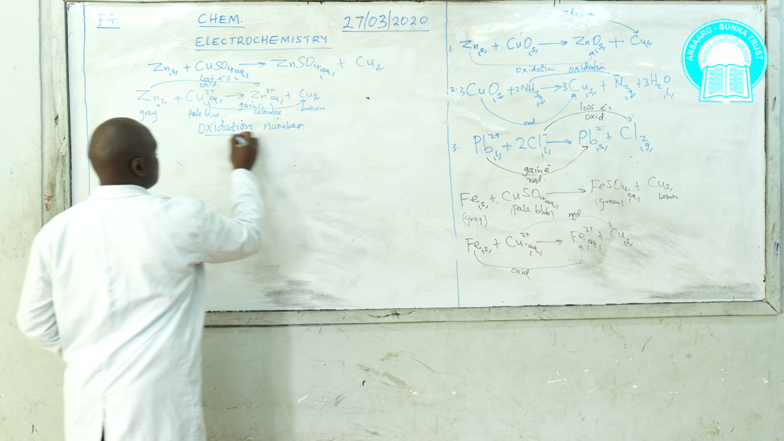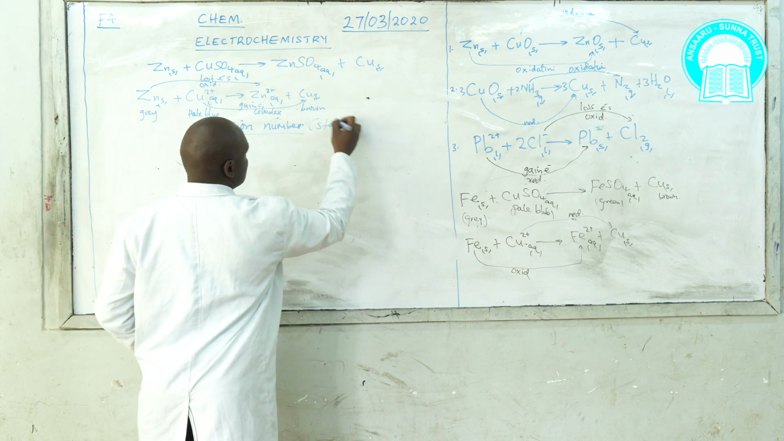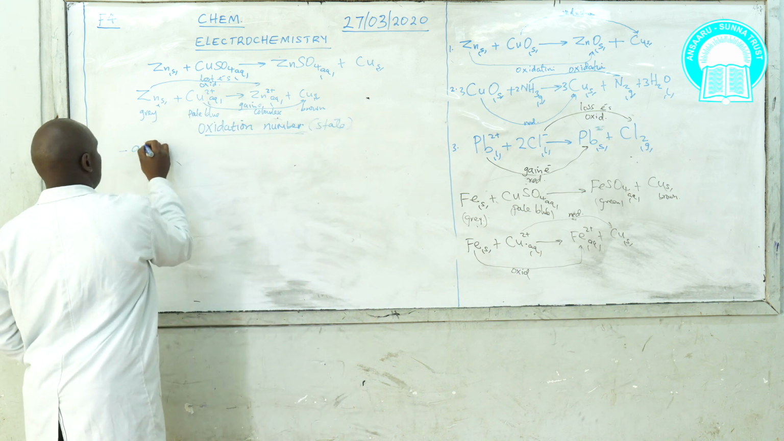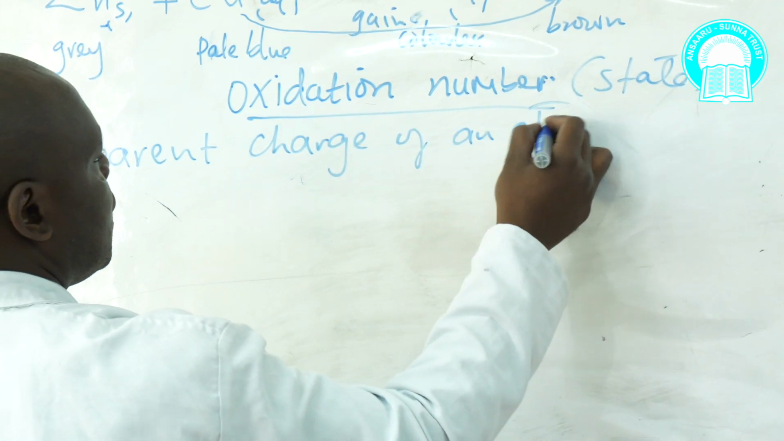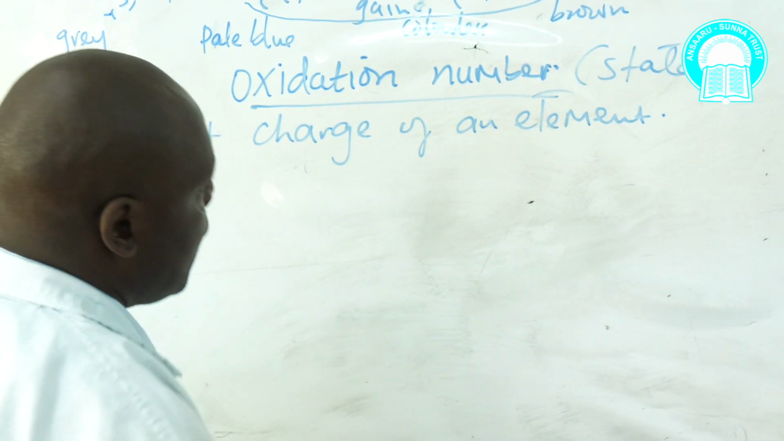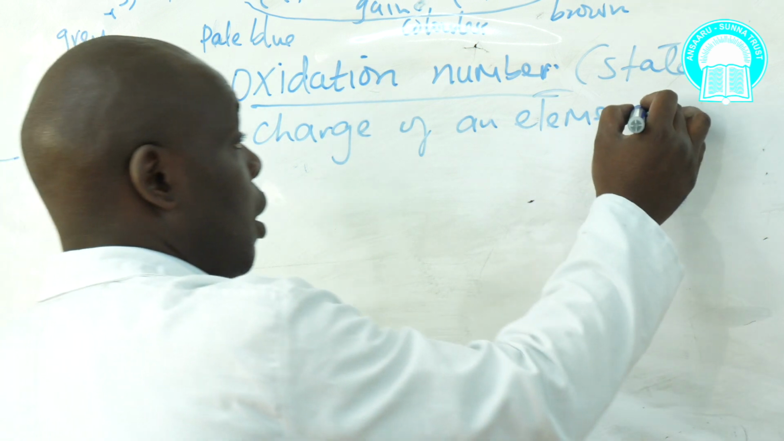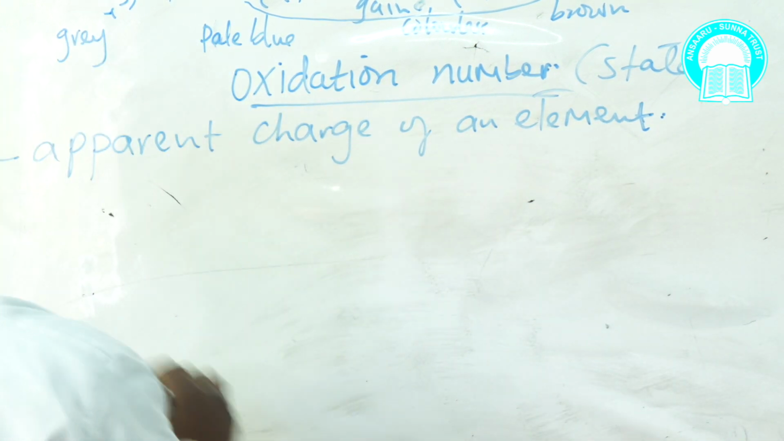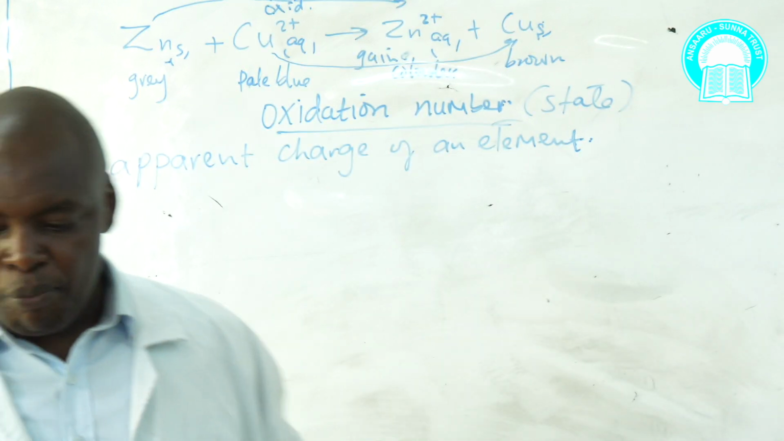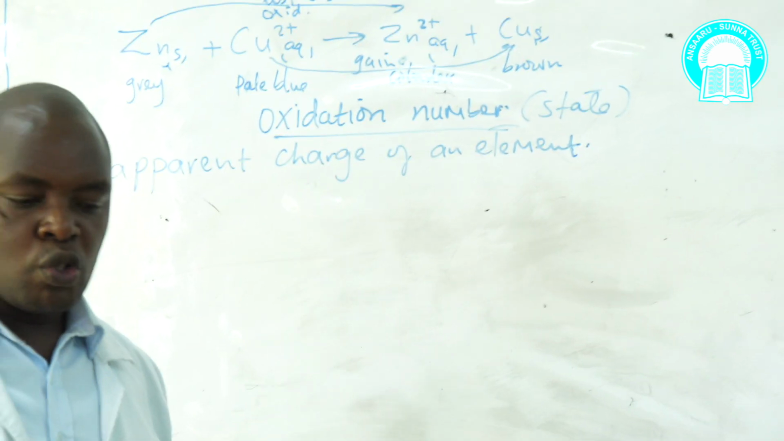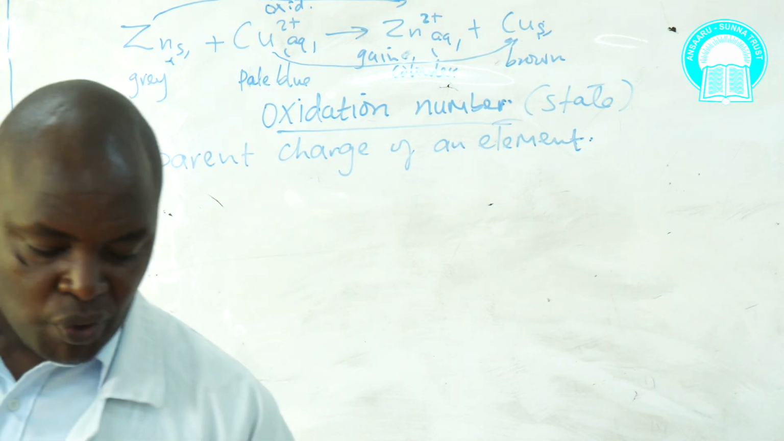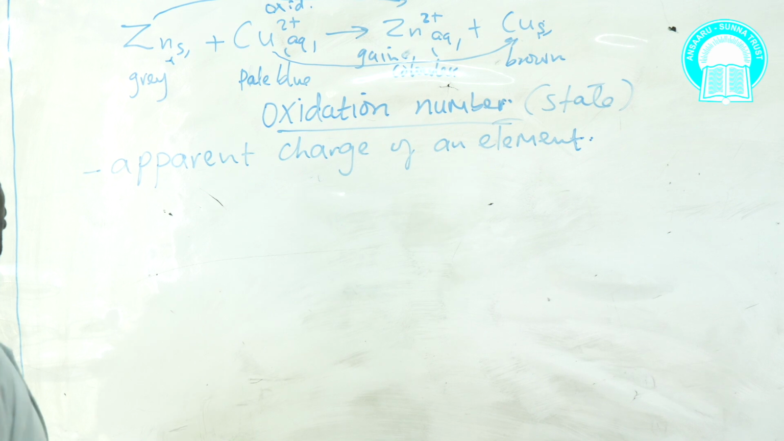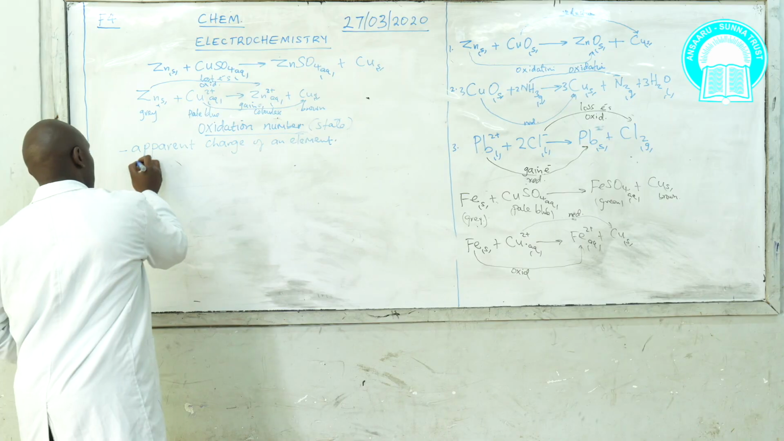Oxidation number or oxidation state is defined as the apparent charge of an element. For you to arrive at that apparent charge, there are 6 main rules that should be observed when assigning oxidation numbers.